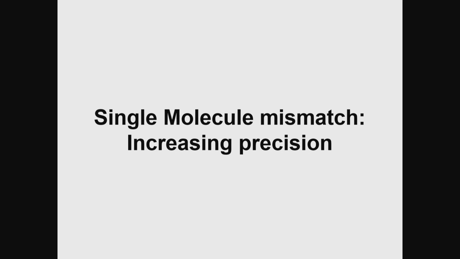With the remainder of time that I have, I want to switch gears a little bit and talk about something that we've been working on and is currently in EPUB in AJT since November. I don't think it's in print yet, the last time I checked. And that is to try to increase the precision of the molecular mismatch score by bringing it to the single molecule method. So what do I mean by that?